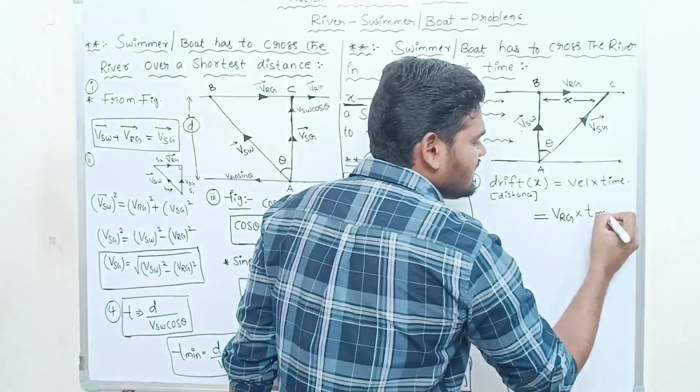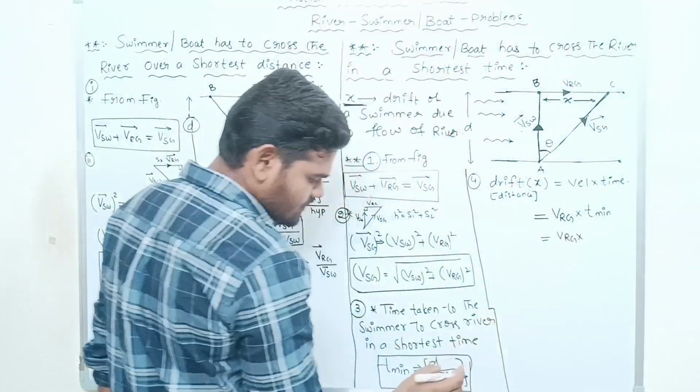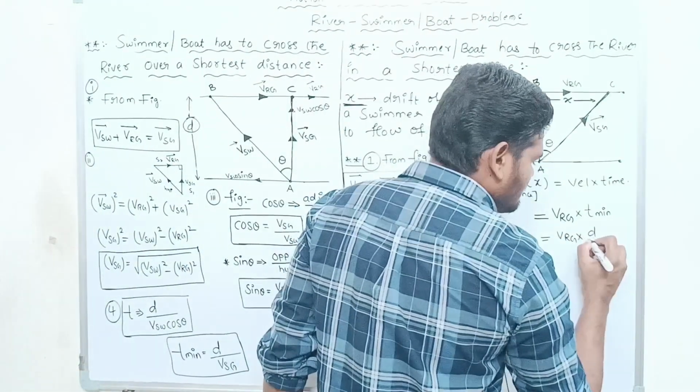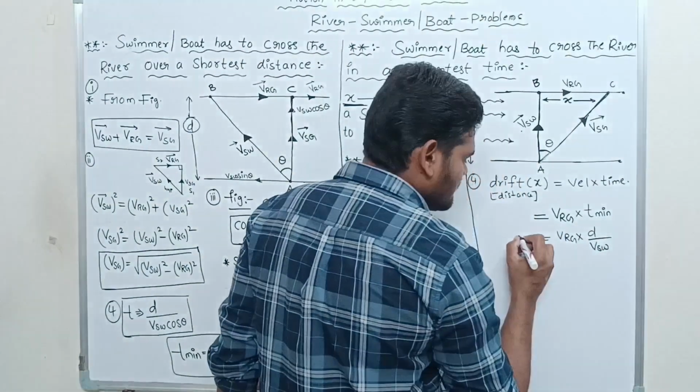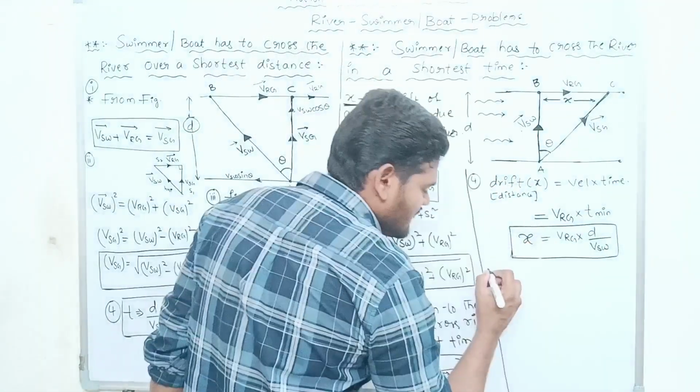Time is nothing but T minimum. So that is equal to VRG into minimum time. What is the minimum time? Distance by velocity of swimmer with respect to water. What is this? This is the equation for drift. The formula, have a look.